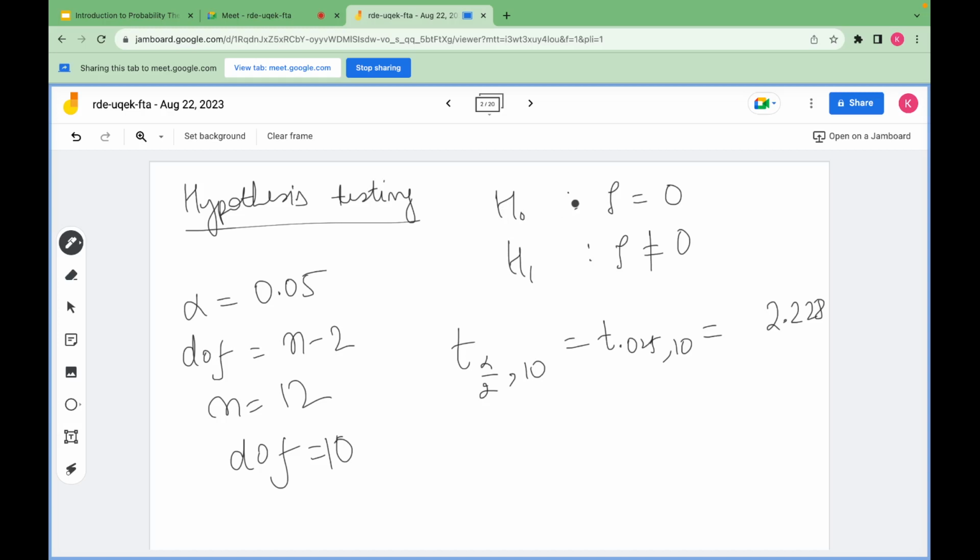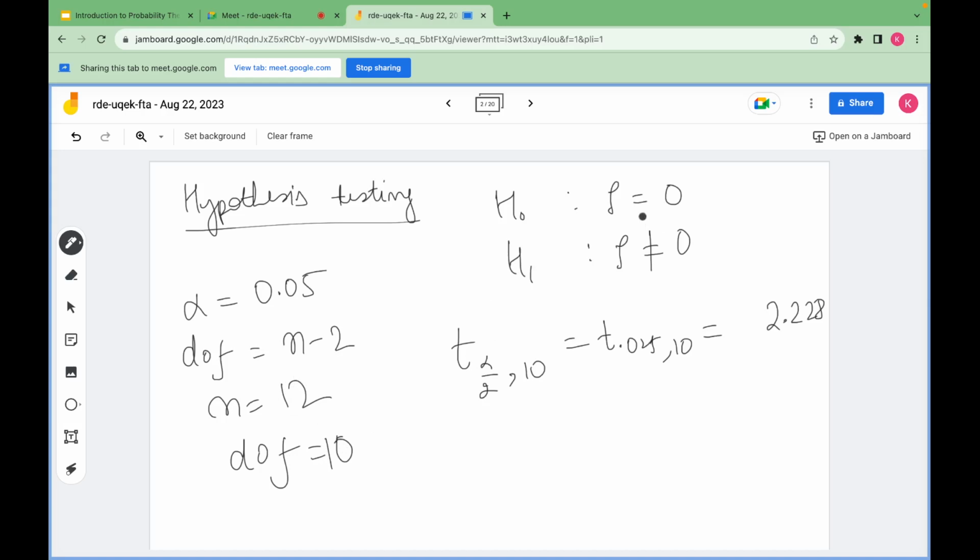So in the null hypothesis, we are taking that there is no significant linear correlation. That's why this correlation coefficient will be 0. The other hypothesis will be that there is some significant correlation. So the alpha is given 0.05. Degree of freedom for this is n minus 2. N is given 12, so degree of freedom will be 10.